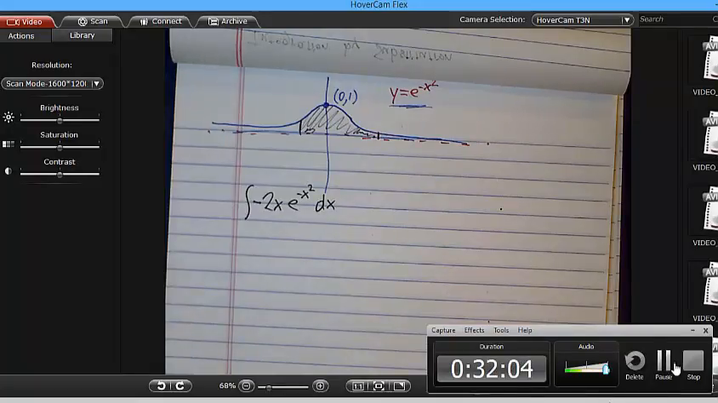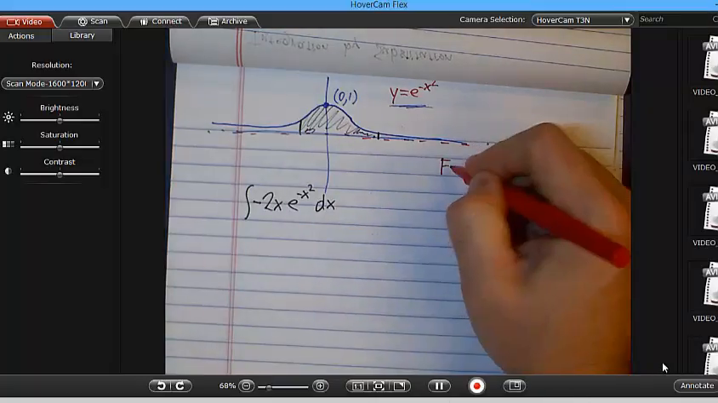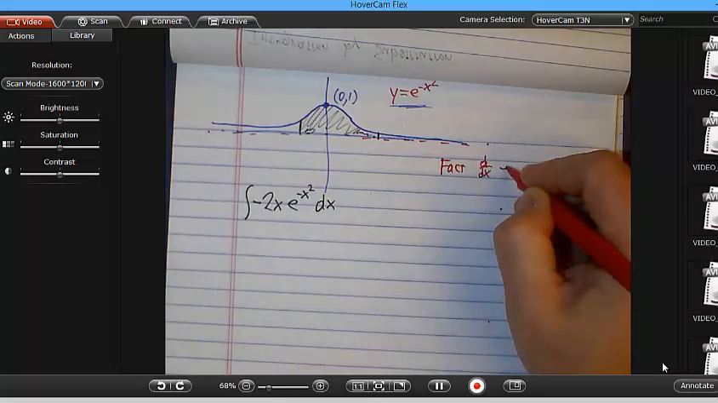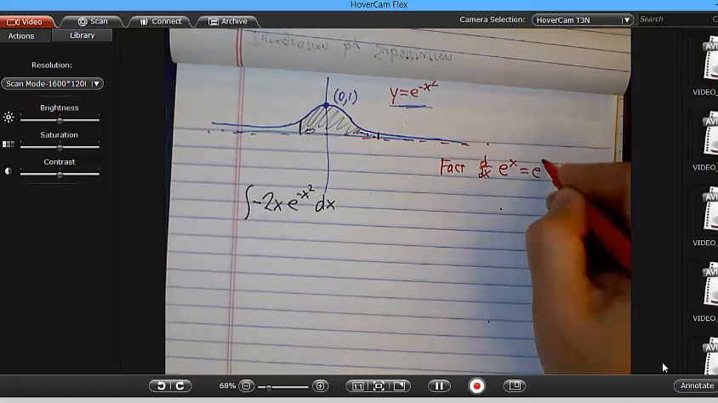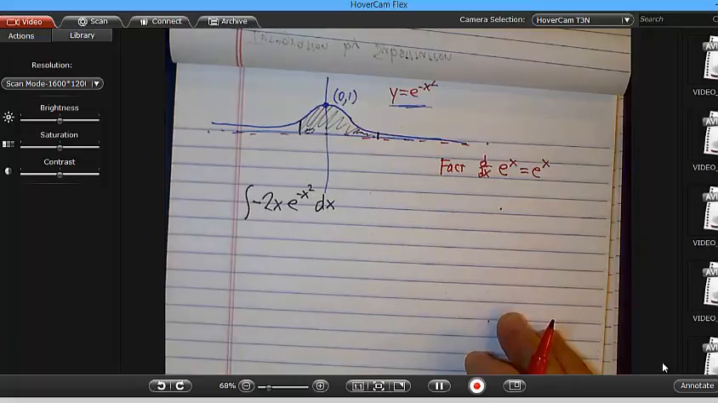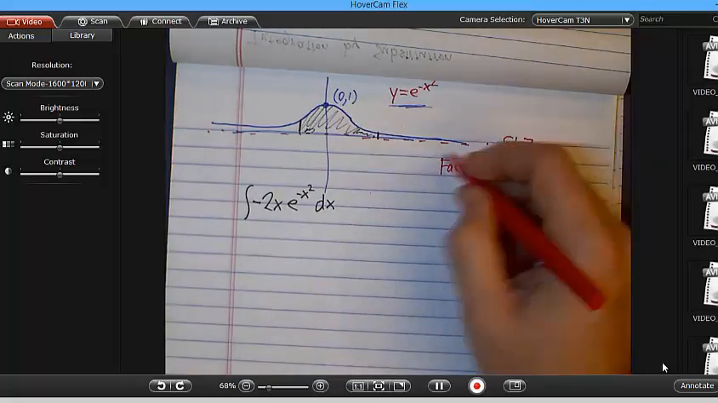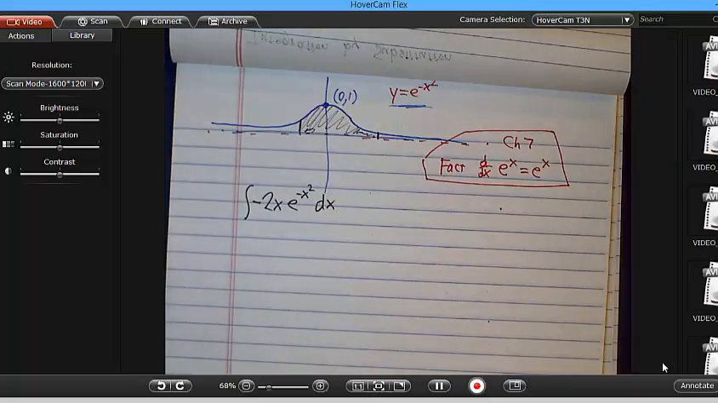Matter of fact, time out here for a minute. In order to do this problem, we need to know a fact. Fact: the derivative of e to the x is e to the x. That's a fact you guys need. Once I have a new derivative formula, and by the way, you'll learn this in Chapter 7, but we're cheating. Once you have that, give me an antiderivative. What's the antiderivative of e to the x?